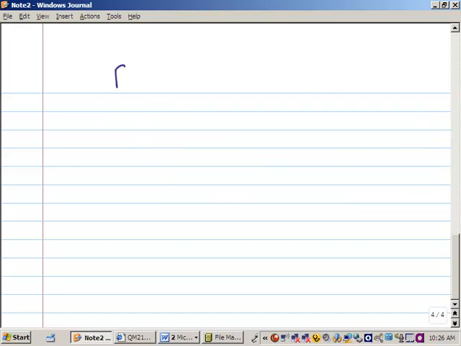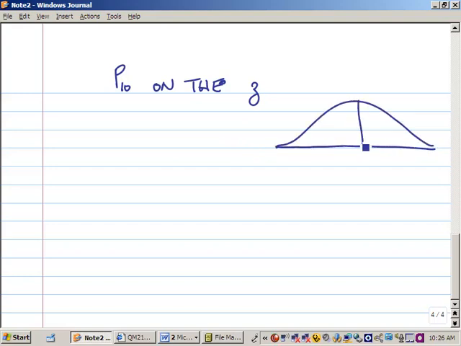Let's do something perhaps a little bit trickier. Let's talk about the 10th percentile on the Z. Draw a diagram so you understand what's going to happen here. Remember that the mean of the distribution, 0, is the 50th percentile. The 10th percentile has to be below that, so there is 0.1 of the distribution below it. How much of the distribution is from the 10th percentile through 0? Since there's half on that side, that's 0.4.